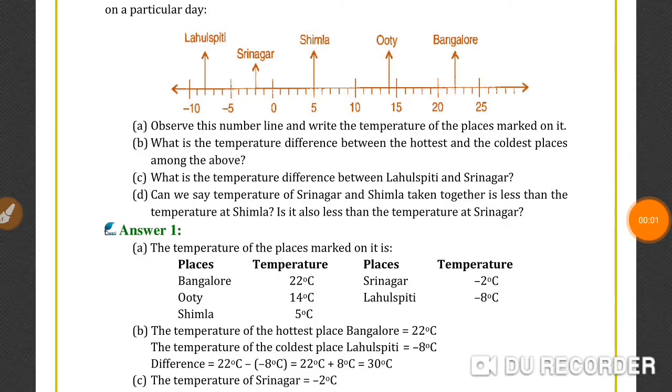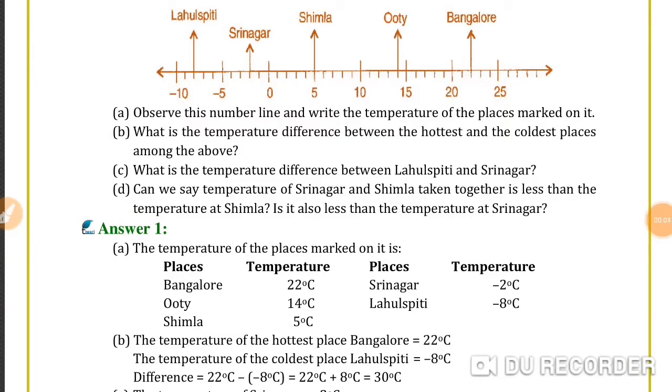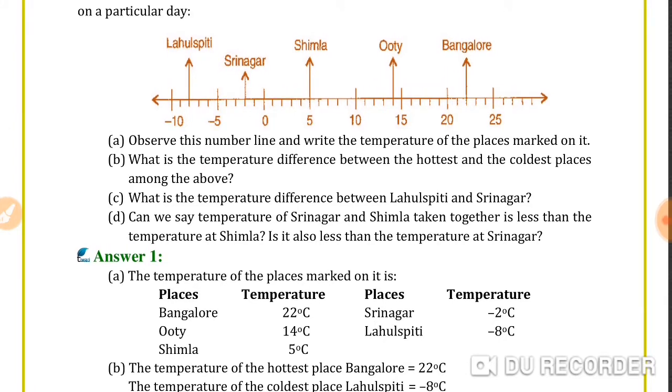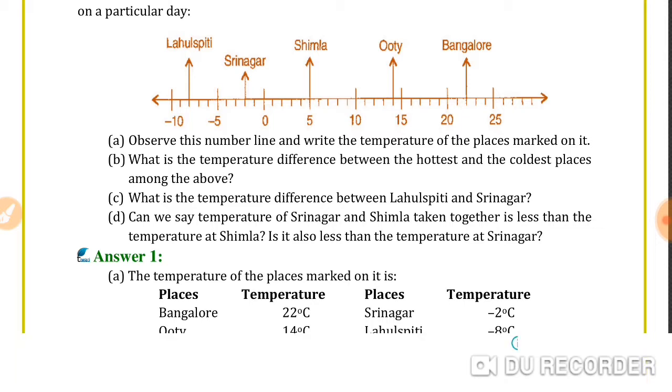Then go for question B. What is the temperature difference between the hottest and coldest places among the above? We all know about the bigger number and the smaller number in integers. What is the biggest number among positive numbers? It is the numerically bigger number. But in negative integers, which is bigger and which is smaller? The one which is smaller numerically but negative is the bigger one compared to the numerically higher negative number.